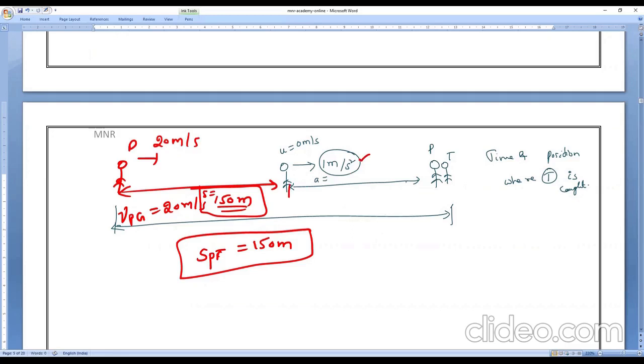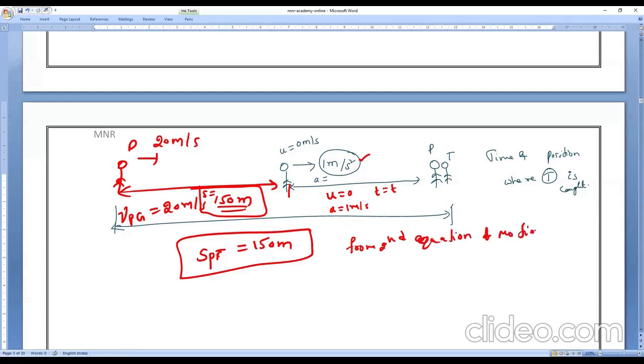What is the distance covered by the thief after seeing the police? Can anybody tell me? We all know the initial velocity is 0 and the acceleration is 1 meter per second squared. So now I want to know, let me take the time as t. Which equation can we use to find the distance traveled by the thief? From the second equation of motion.